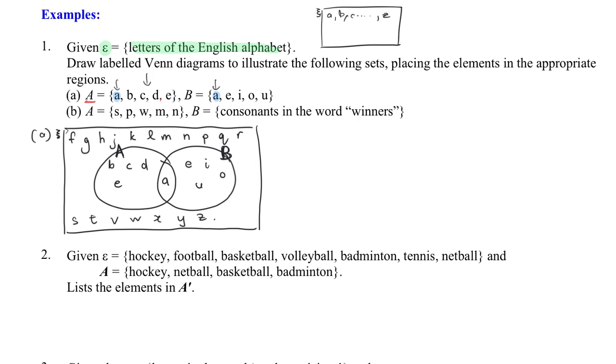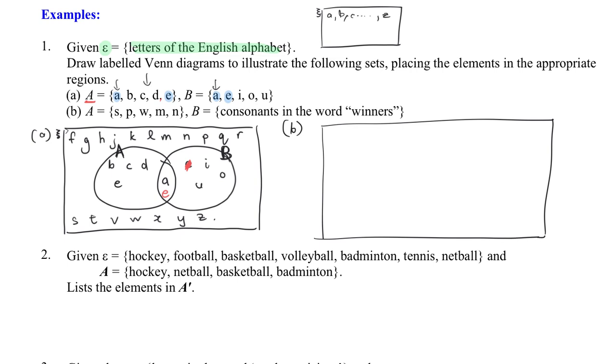Oh wait, I made a mistake. I'm sure some of you have spotted that actually E is something in common. So my bad. E actually belongs here together with A. That's the overlap, right? So that's part A. Part B, we have two different sets, but again, the universal set is all the alphabets.